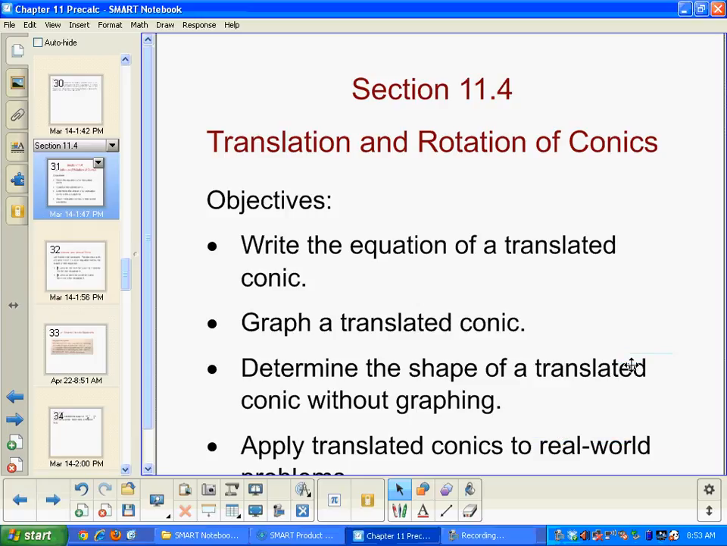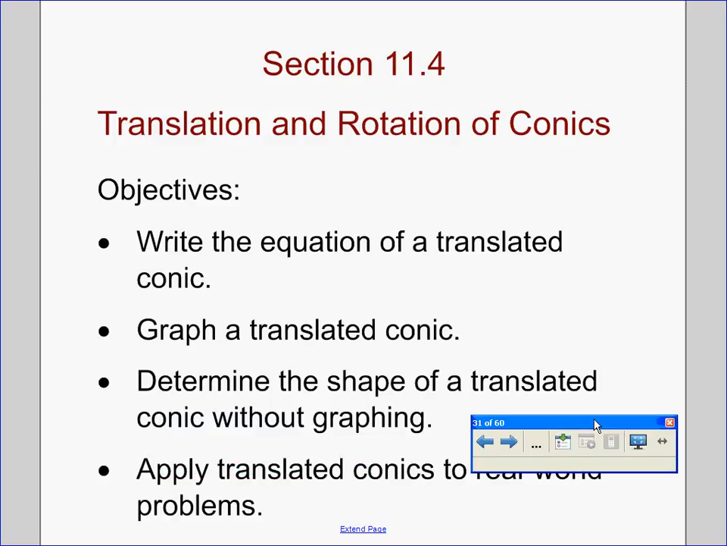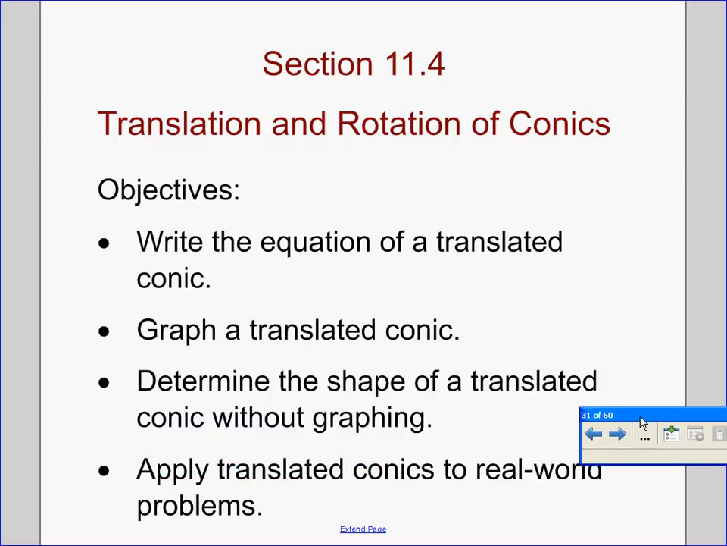In section 11.4, we're going to start talking about some of the transformations on the conic sections that we've talked about in sections 11.1 through 11.3. So we're going to learn to write the equations of a translated conic. We're going to graph those translated conics, and we're going to determine the shape of the translated conic. And sometimes we can do that without graphing, and we're going to look at some real-world problems.